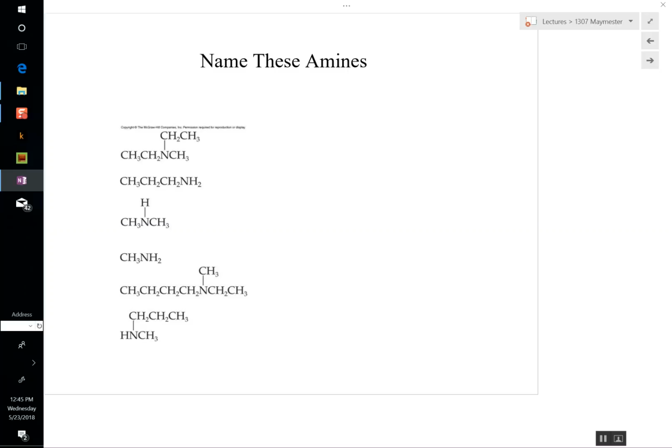This is carbon number 1. This is 2, 3, 4, 5, 6, and 7. So this methyl group is on number 5. We're going to have an N, 5 dimethyl.